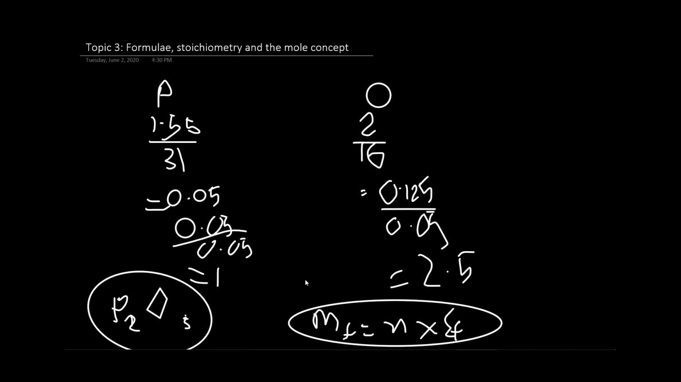Welcome to the third tutorial of topic 3: formulae, stoichiometry, and the mole concept. In the last tutorial we had left off at deducing empirical formulae of compounds. We had seen an example of an oxide of phosphorus, right?